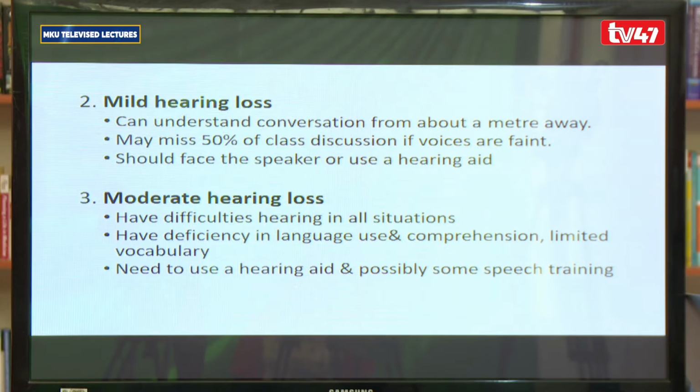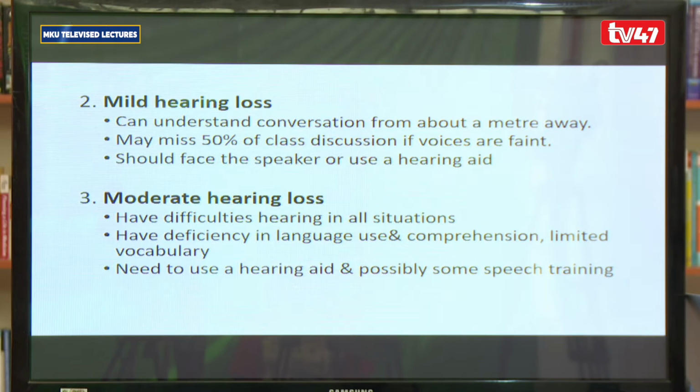The third category is moderate hearing loss. These are learners who will have difficulties hearing in all situations. They'll have deficiency in language use and comprehension, and they have limited vocabulary because they are not able to pick up many words due to their hearing loss. They may have very limited vocabulary.